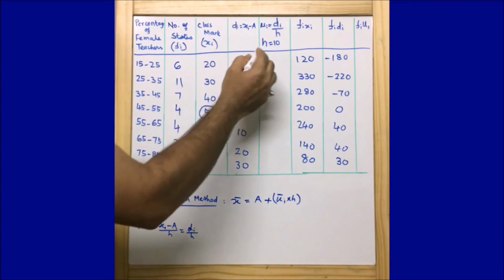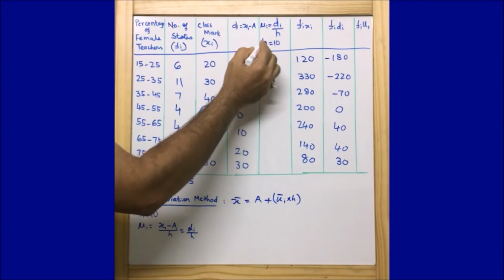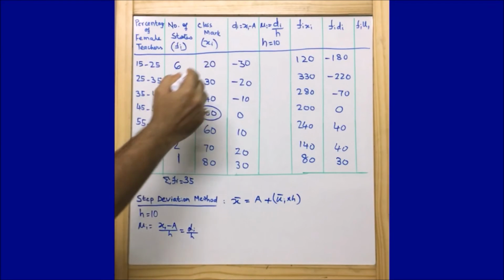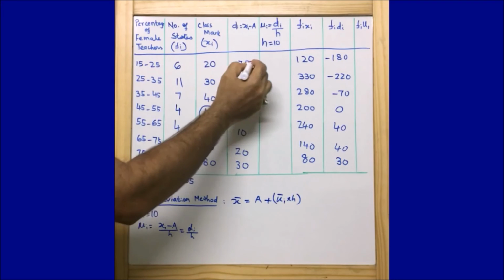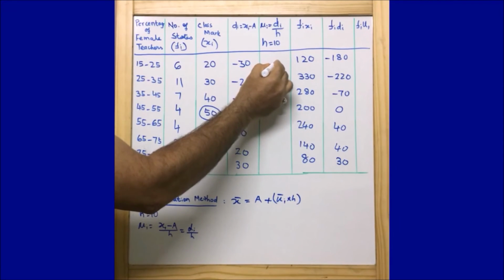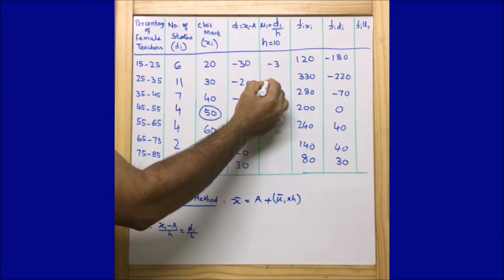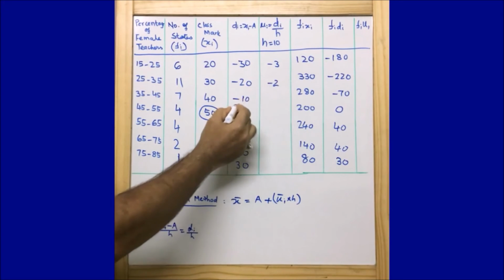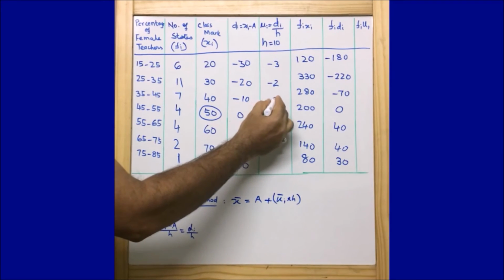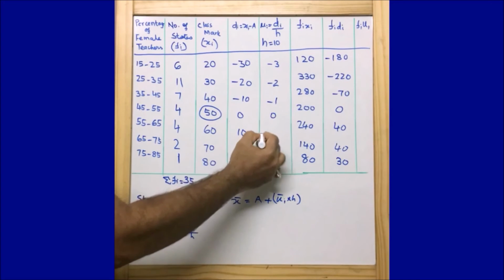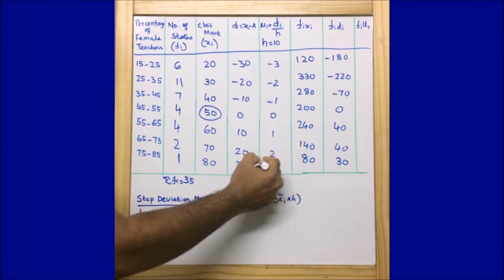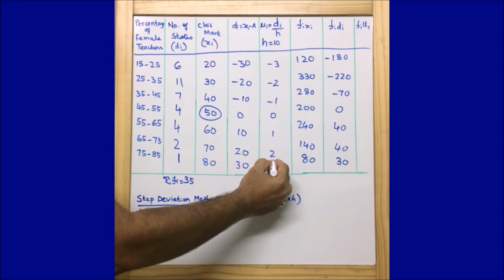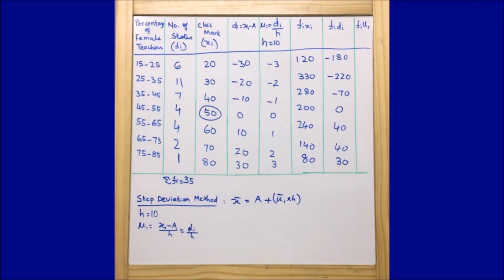So you could see that I have ui is equal to di by h, and here h is equal to 10. Now di here is minus 30 divided by 10, it comes to minus 3. Here minus 20 divided by 10, it comes to minus 2. Here it comes to minus 1. Here 0. Here 10 by 10 is 1. Here 20 by 10 is 2. Here 30 by 10 is 3. So guys, we are able to find out the value of ui here.